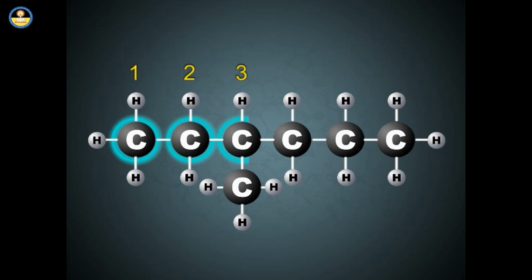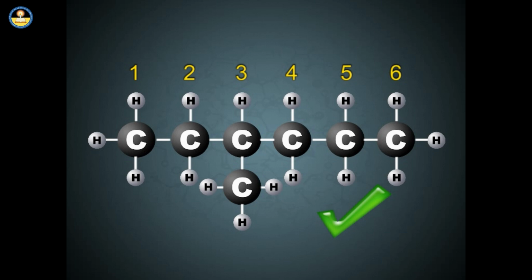1, 2, 3, 4, 5 and 6. In this way, we see there are 6 carbon atoms in a chain. In this way, we find that there are more carbon atoms than the previous one. It is the correct way to identify longest chain.